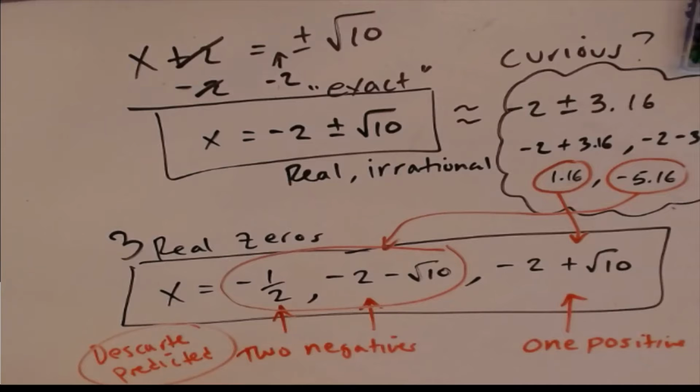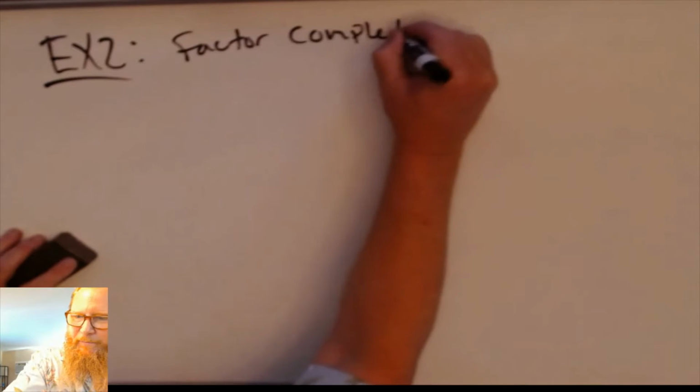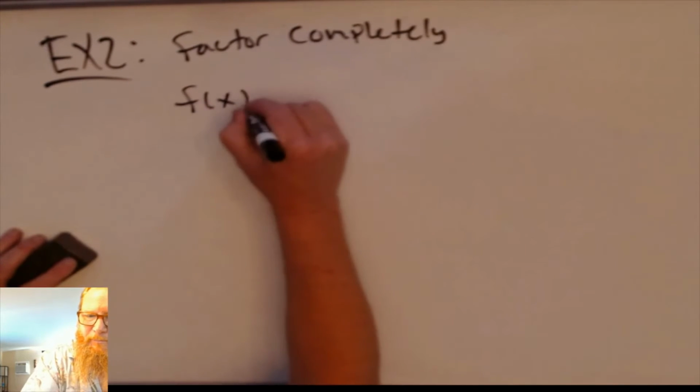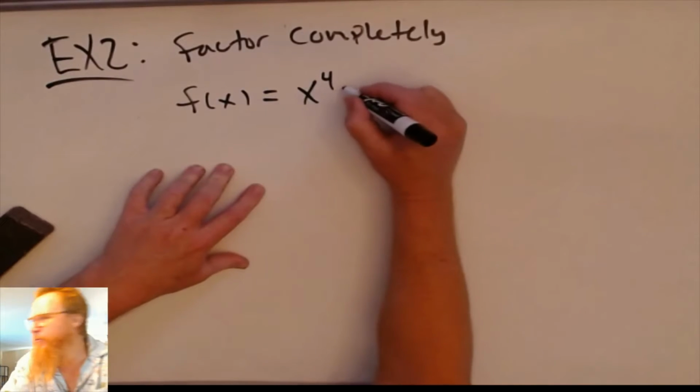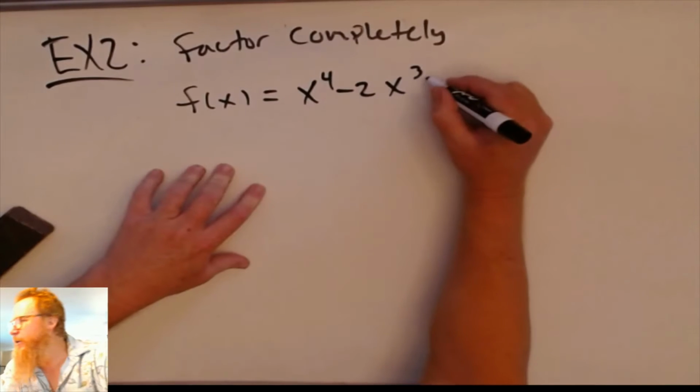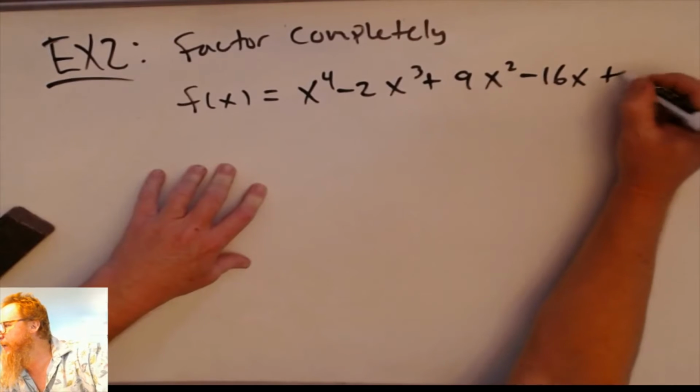If I were to ask you to factor this polynomial, you'd have to go back and put it back together with the parentheses in factored form. I'm going to do plenty of that in the next few examples moving forward, so I'm going to go ahead and end this one and move on to the next example. Factor completely. F of x is x to the 4th minus 2x cubed plus 9x squared minus 16x plus 8.